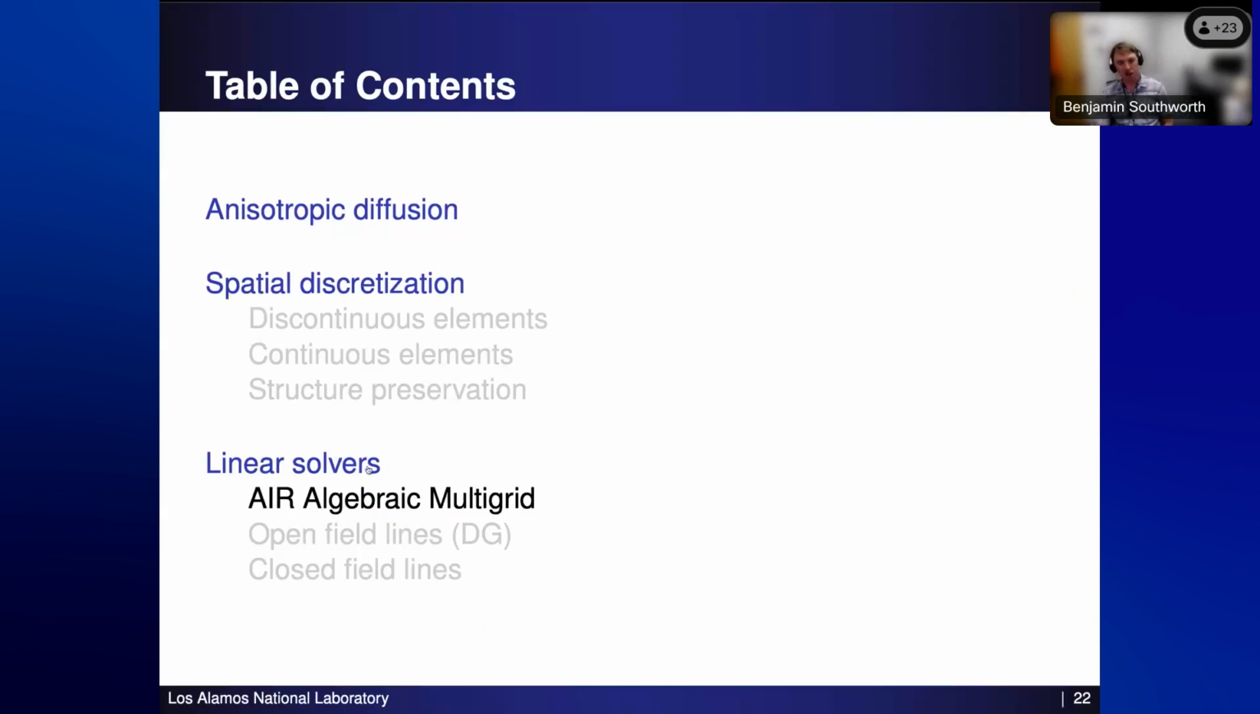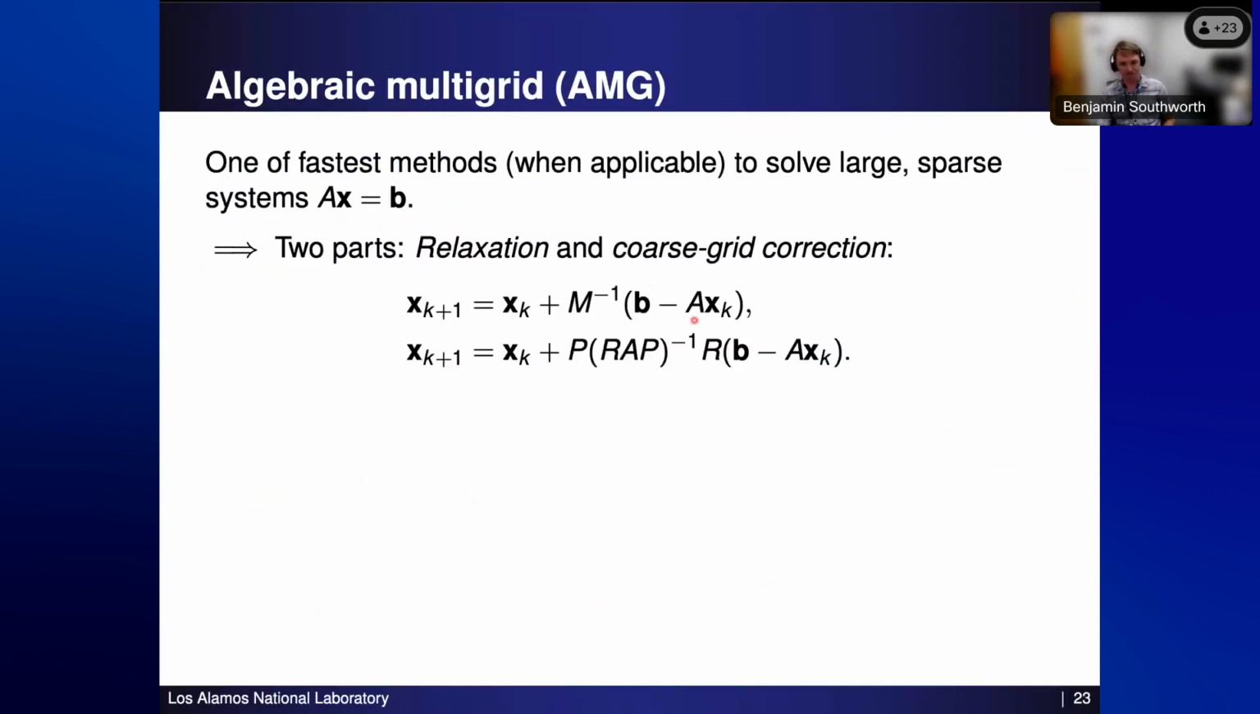And so now I'm going to talk about the solvers that we use to solve the resulting linear systems. So to start, algebraic multigrid, this is what I've worked on a lot. And when it's applicable, it's one of the fastest algebraic methods to solve large, sparse linear systems, Ax = b. And algebraic multigrid has two parts, relaxation and coarse grid correction, and they're supposed to be complementary. So relaxation takes this form: x_{k+1} is your previous iterate, plus M inverse, where M is some relatively easy or cheap to apply approximation of A, times your residual.